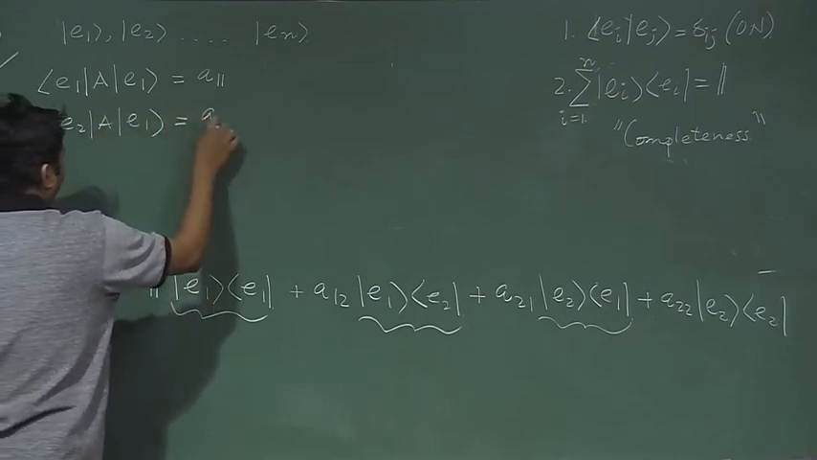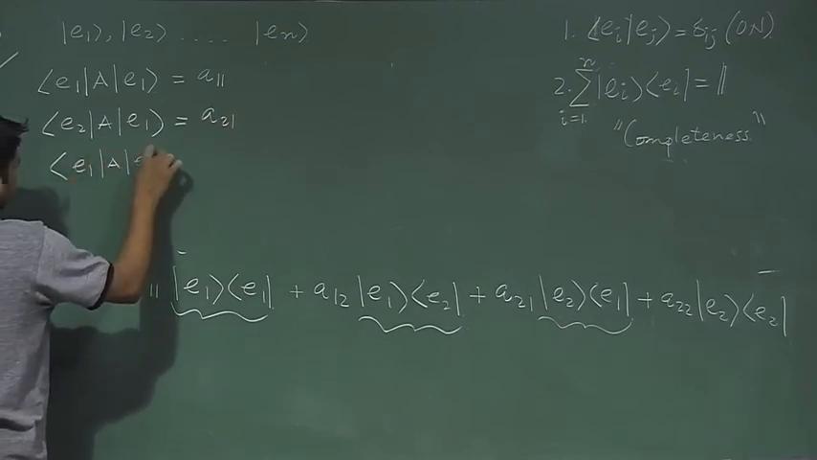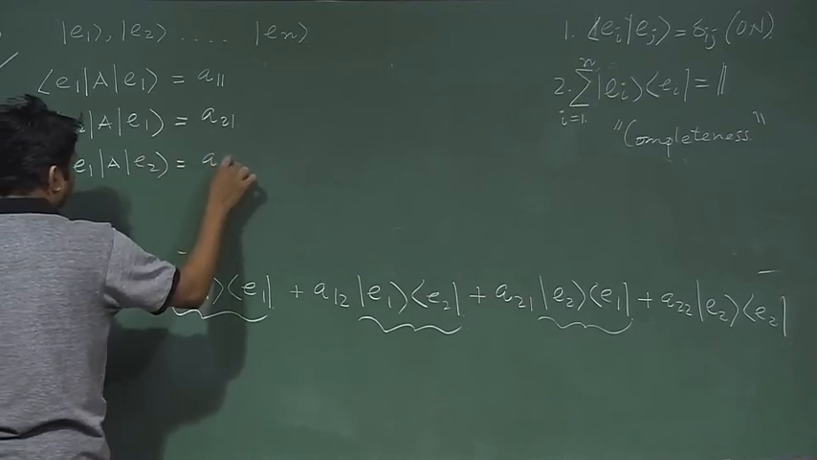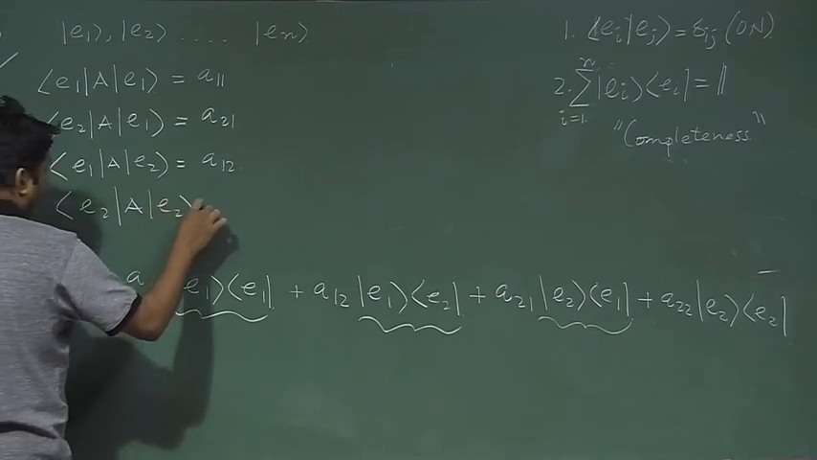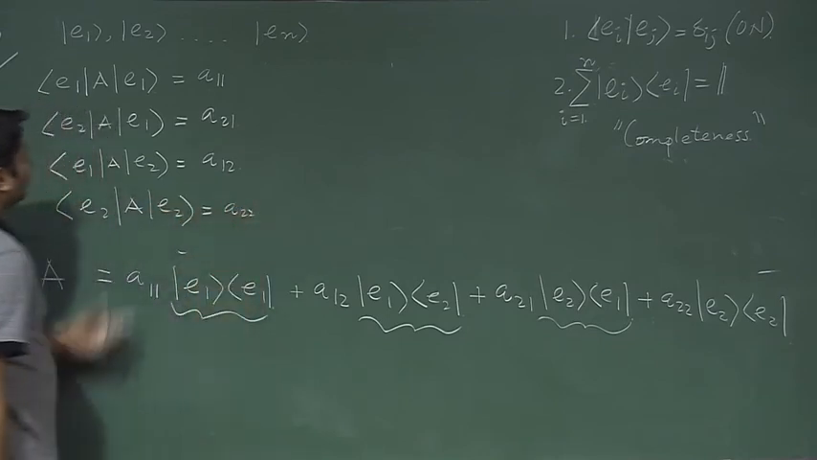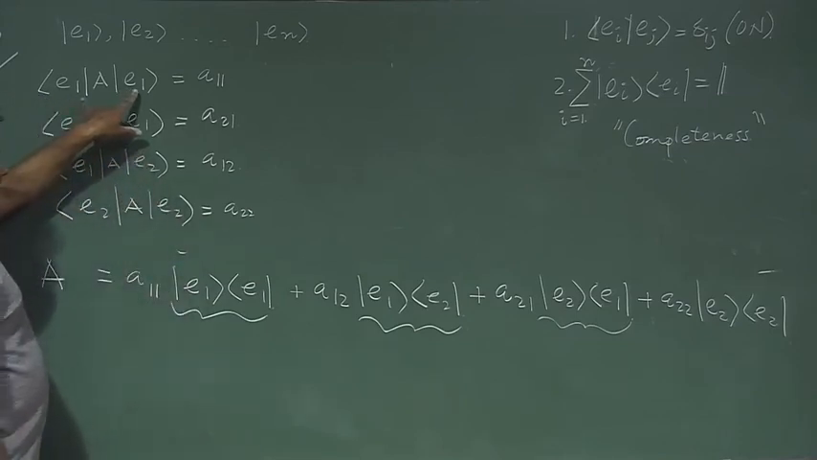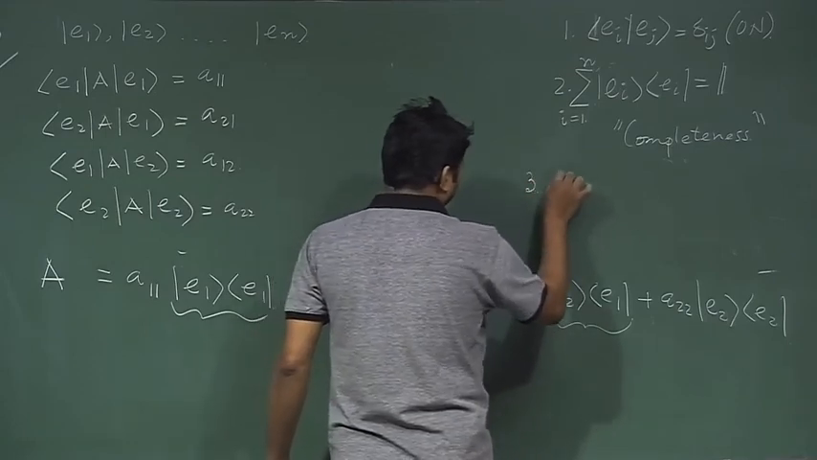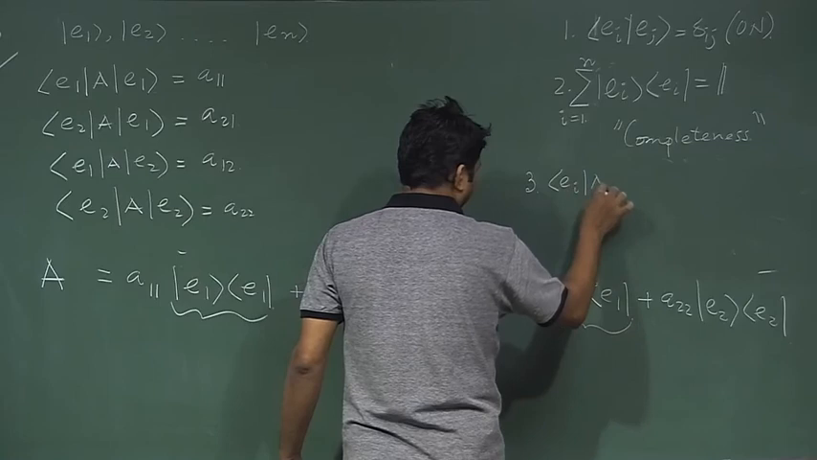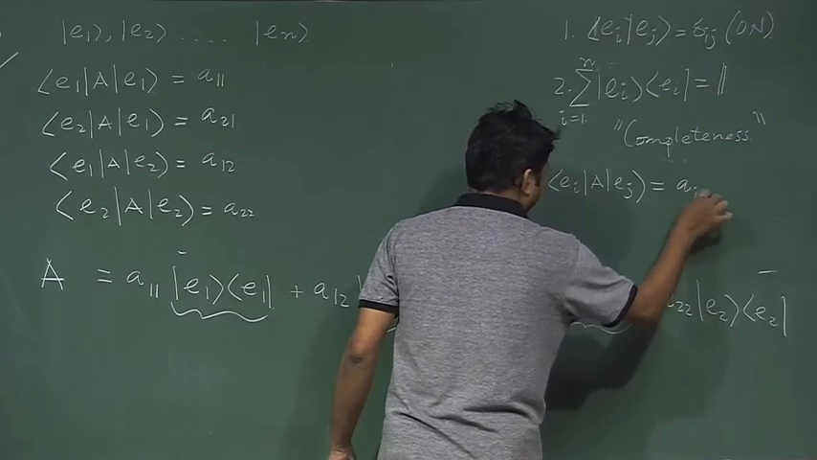So if I go with that, then with the same treatment, I can find A21. With the same treatment, I can find A12. With the same treatment, I can find A22. Now another important property that E1, E2, E3 have, which is the third property: if I operate this EI over a matrix EJ, I will get back the matrix element AIJ.